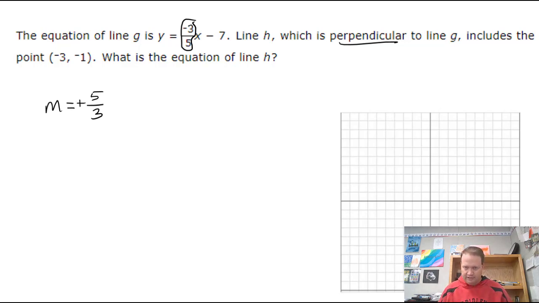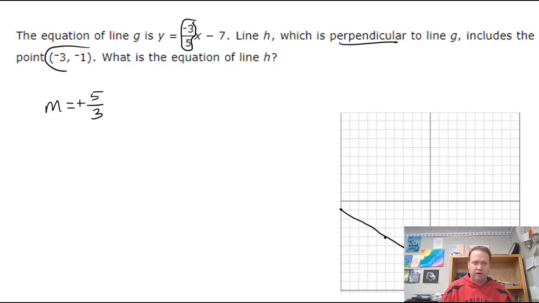So let's graph this one though, down 7: 1, 2, 3, 4, 5, 6, 7. And then it's got this negative 3/5 slope. So 1, 2, 3, and 1, 2, 3, 4, 5. That's up 3 and over 5. I'll do it again: 1, 2, 3, and over 5. And there's the line. And then down 3 and over 5 is 1, 2, 3, 4, 5. Looks like it hits right there. Something like that. It's not the best line, but whatever.